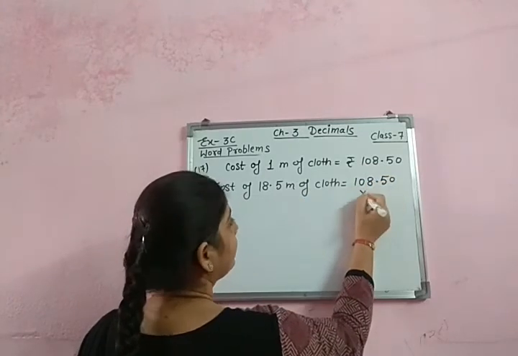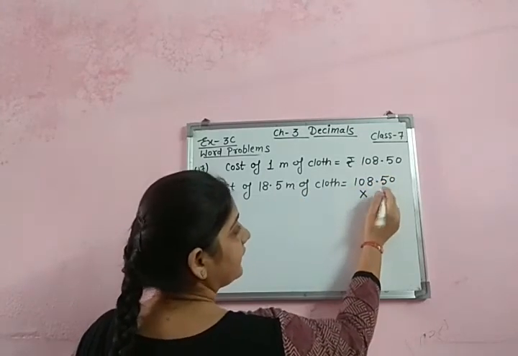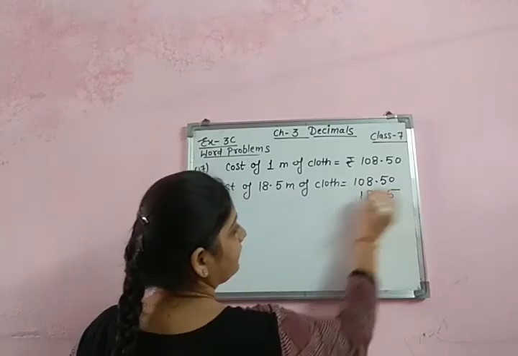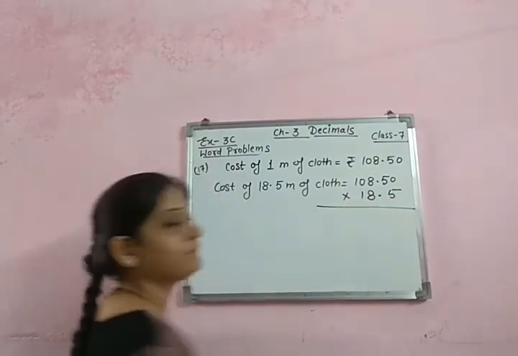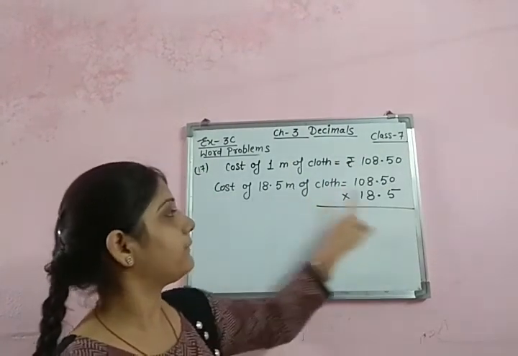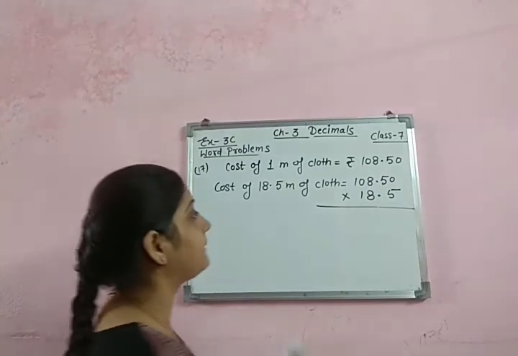108.50 multiply with 18.5. Okay, I'm multiplying here only. We have to multiply. Yes. 108.50 multiply with 18.5. So let's multiply.